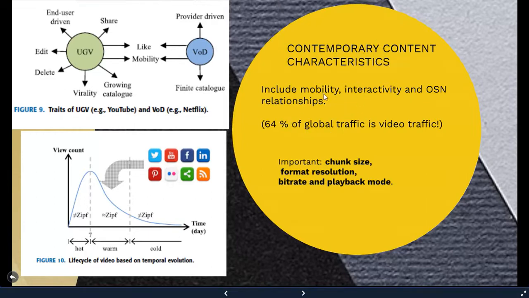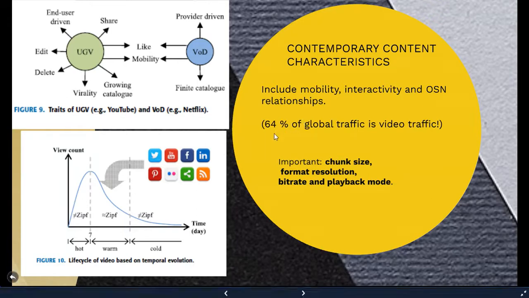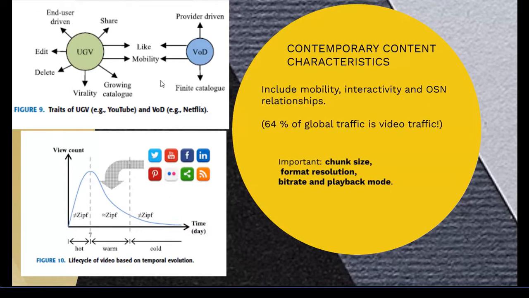Okay, next is the contemporary content characteristics. These include mobility, interactivity, and online social networking relationships. So mobility is using mobile phones and streaming data, say video and images. And a recent survey says 64% of global traffic is only video traffic. So it's important to analyze the characteristics of video content, which include the chunk size, the format resolution, the bitrate, and the playback mode. These are the two different types of video generations, types of videos on the network.